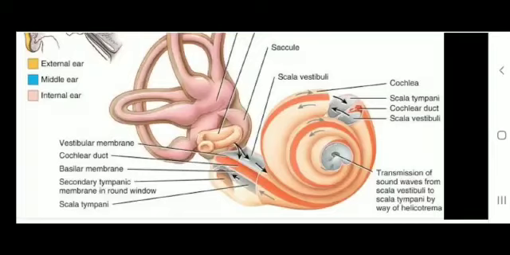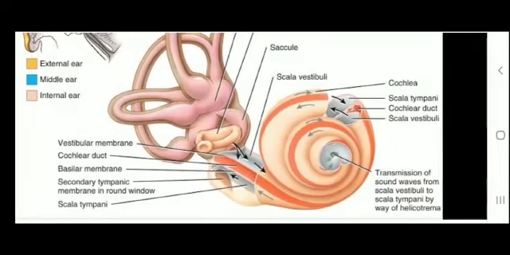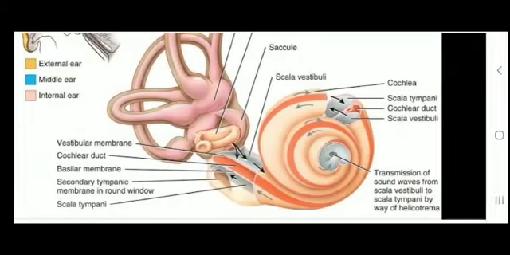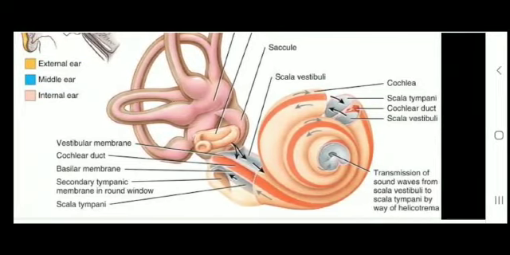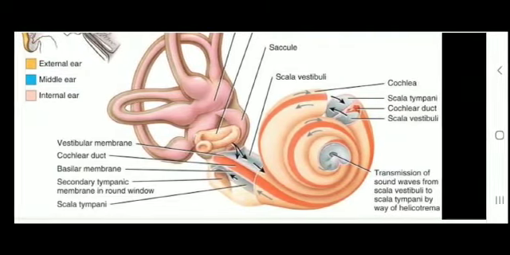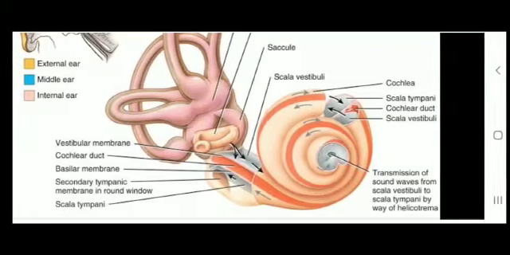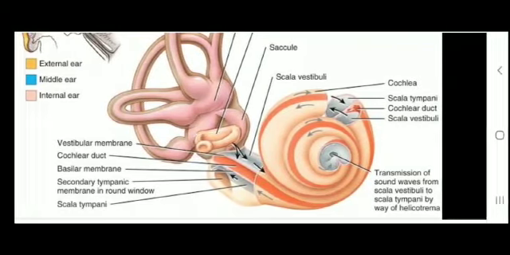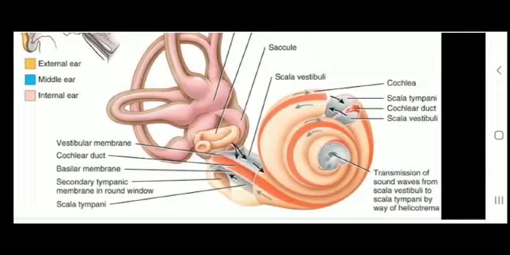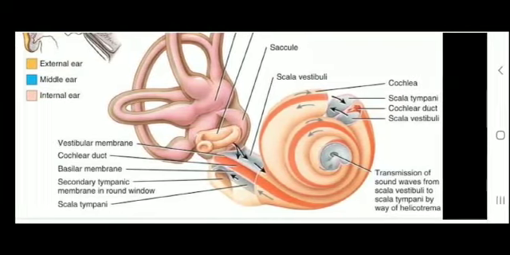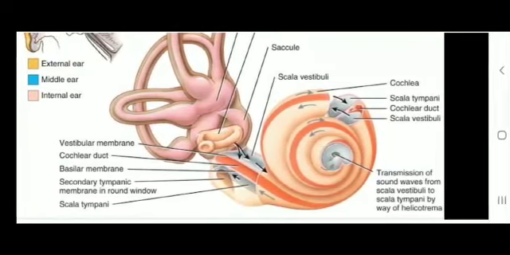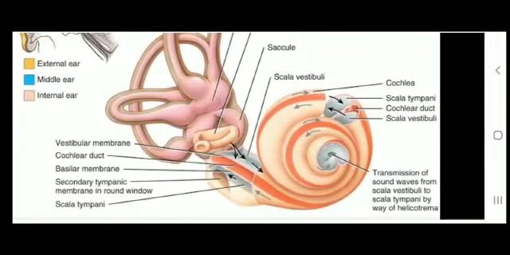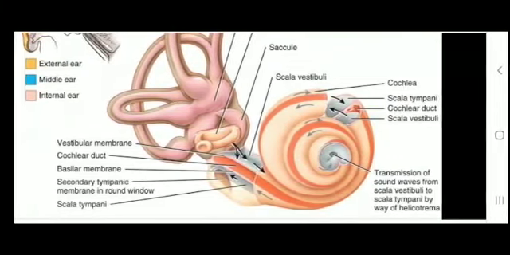Good morning. Today's class is on the internal ear, which is also called the labyrinth. This is present medial to the middle ear and is present in the petrous part of the temporal bone. It has two parts, the bony labyrinth and the membranous labyrinth. The bony labyrinth is again divided into the vestibule, semicircular canals, and then the cochlea.